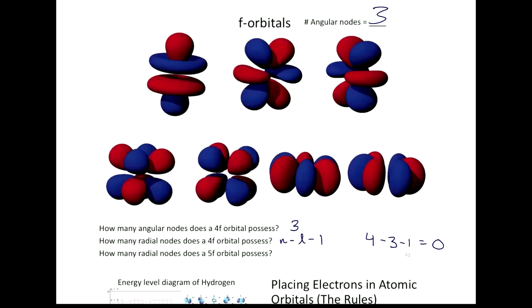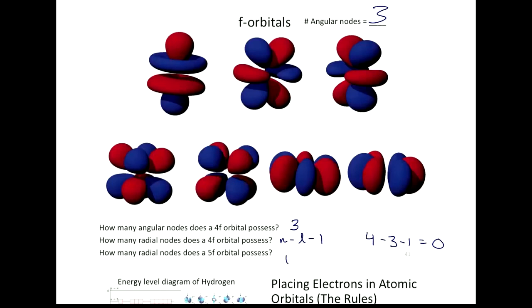And then finally, a 5s orbital would have 1 radial node, because it's 5 minus 0 minus 1. All right, so that kind of summarizes the idea of our different orbitals. Remember that these are solutions to the Schrodinger equation.